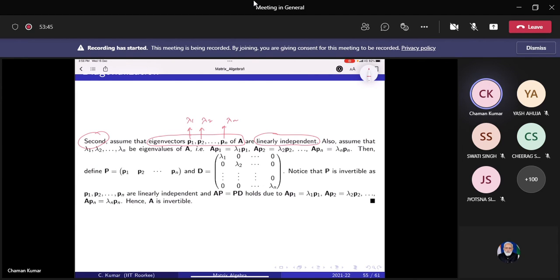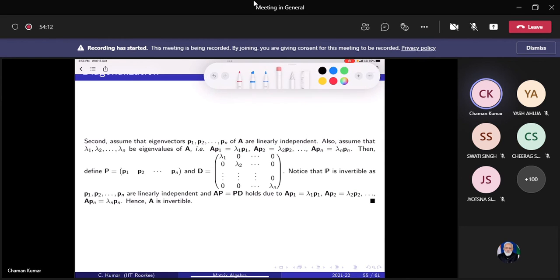So this means we will get A P1 is equal to lambda 1 P1, A P2 is equal to lambda 2 P2, and A Pn is equal to lambda n Pn. Fine. P1, P2, Pn are eigenvectors of A, and lambda 1, lambda 2 are the corresponding eigenvalues of A. So you get this relationship here.